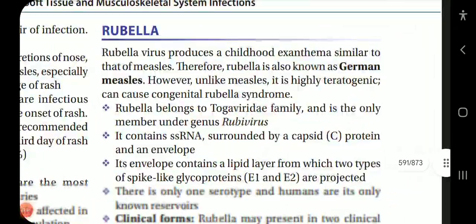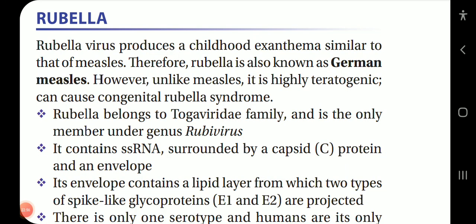Now the next topic is rubella. Rubella produces a childhood exanthema similar to that of measles. Therefore, rubella is also known as German measles. However, unlike measles, it is highly teratogenic and can cause congenital rubella syndrome.